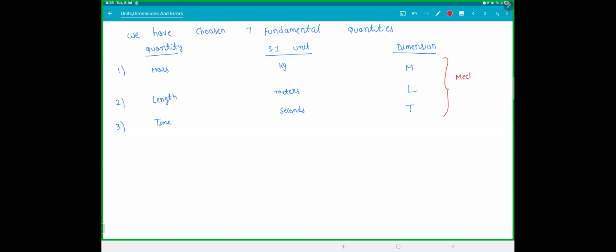So initially people were working on these 3 and then people realized these are not sufficient. There are more. For example, if you have temperature, I can't define temperature with mass, length, and time. So we use something called Kelvin. I'm sure you studied this in chemistry. We don't use centigrade, we don't use Fahrenheit, we use Kelvin. The symbol is K. Then we have current. The units are amperes. The symbol is A. In some books they also use I. Next thing, amount of substance.